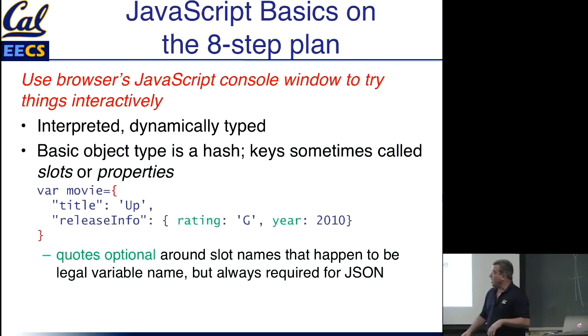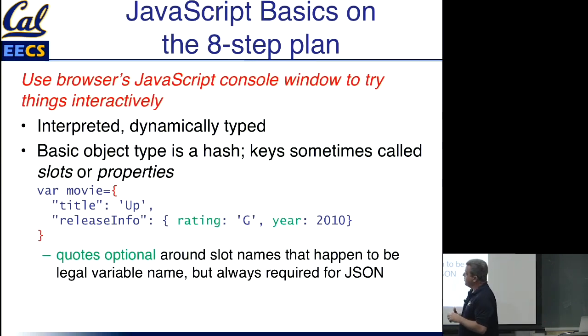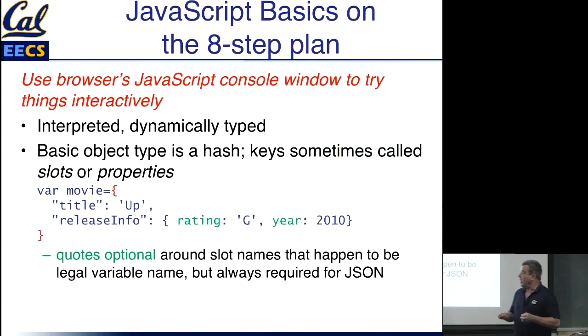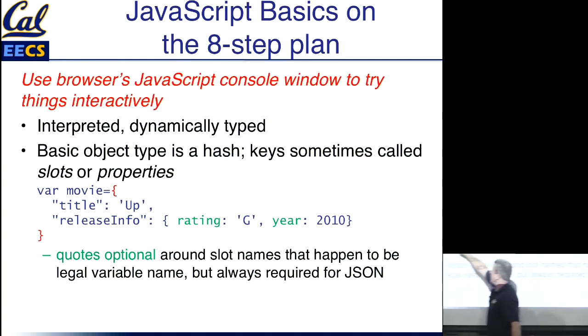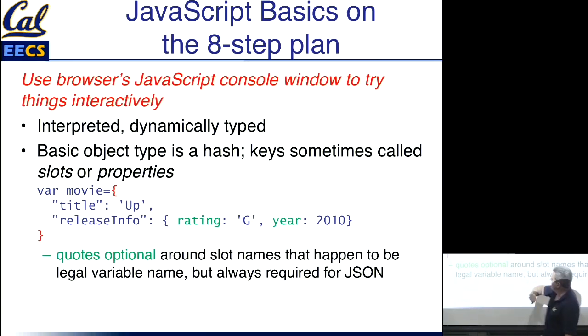The basic type in JavaScript is basically a hash. And in JavaScript, it's actually just called an object. The keys in the hash, if you're talking to a JavaScripty person, they may call those keys slots or properties. Those are actually names that descend from Self and from Smalltalk. So here's a simple example of an object. I've assigned the variable movie, and we'll talk about the var keyword in a moment, to an object that has 2 slots, a title slot and a release info slot. The title slot has a string value. The release info slot has a value that is another object.